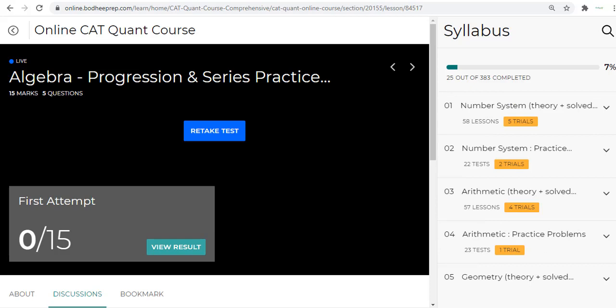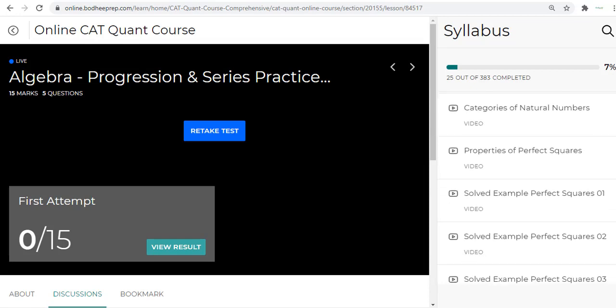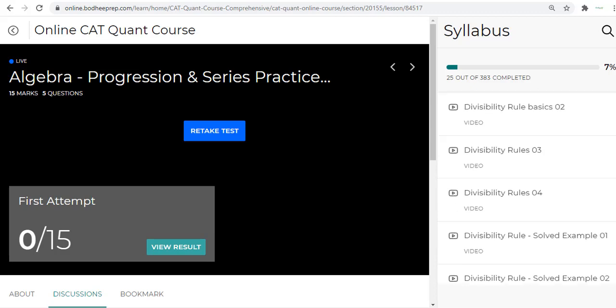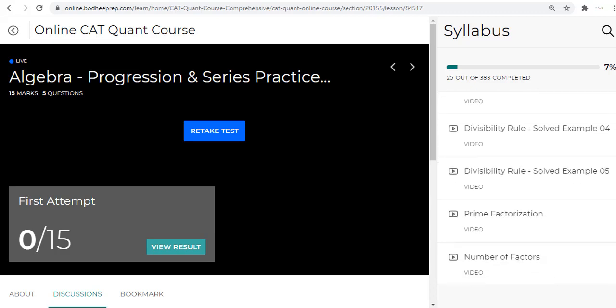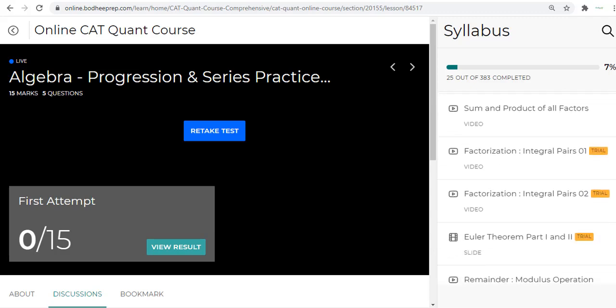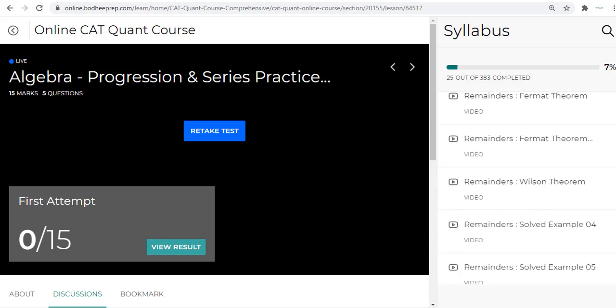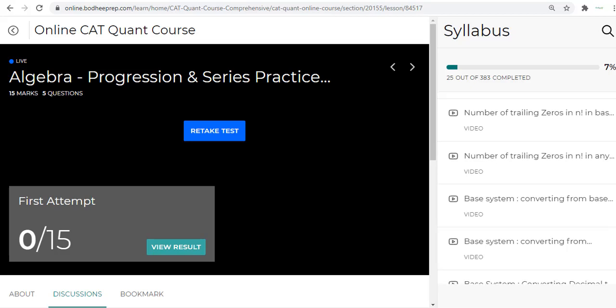For example, you will find that it starts with number system, and the first section, the number system, consists of theory plus solved examples. We have introduction to numbers, categories, properties, all the different solved examples, divisibility rules, and all the possible theory has come in this section, prime factorization, and lots of other things. Everything has been covered with the help of concepts and solved examples. There are different types of solved examples of varying difficulty levels.